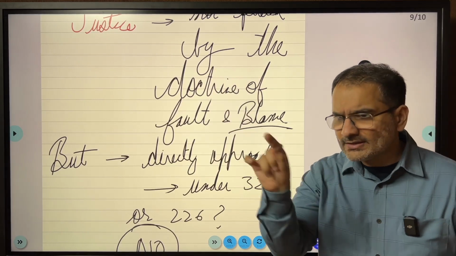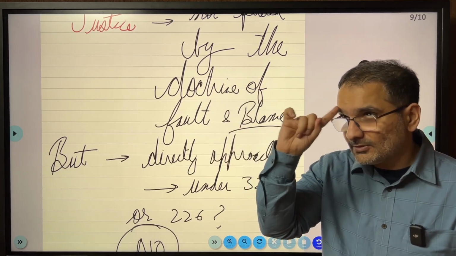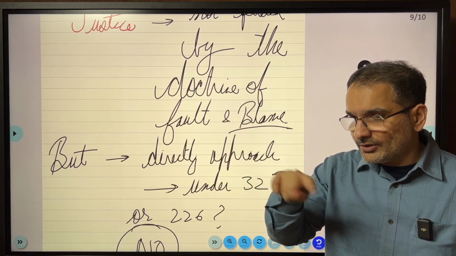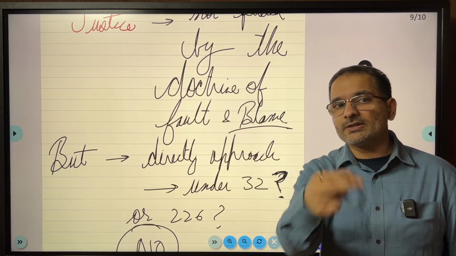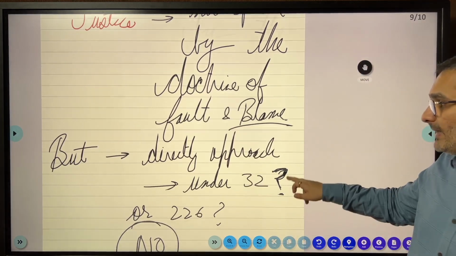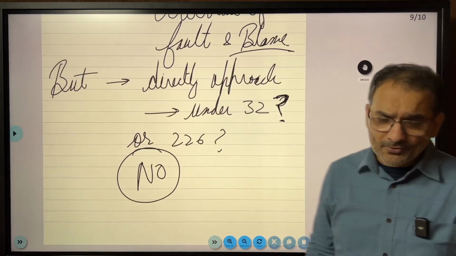CLATPG, Owens versus Owens, the UK Supreme Court connected the doctrine of fault and blame to divorce. This is from this very judgment. This is how questions are framed for CLATPG, all right. But can you directly approach the Supreme Court?